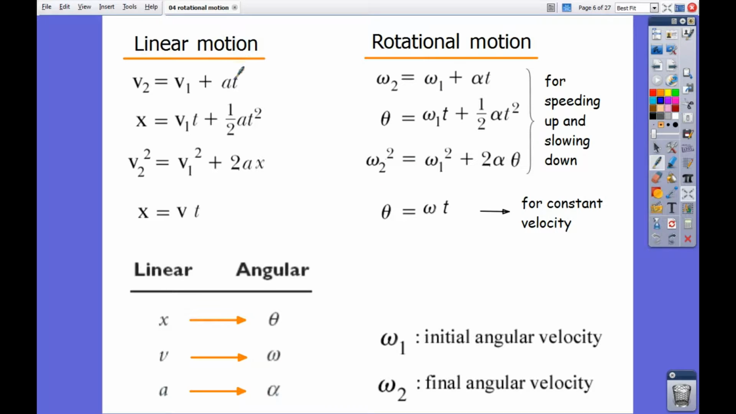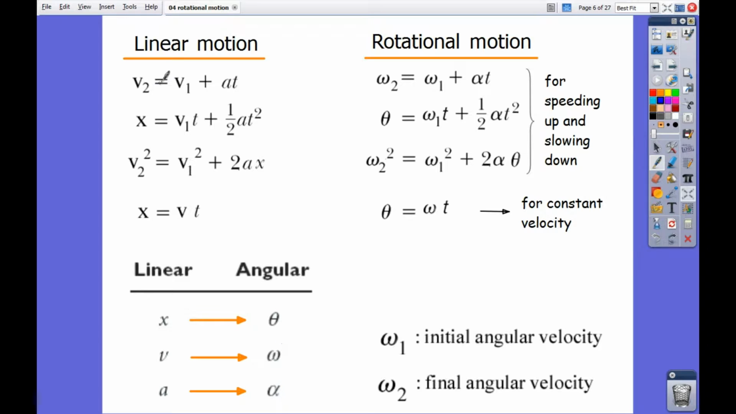In linear motion, we know some quantities: final velocity, initial velocity, acceleration, time, and displacement. In linear motion, we have x, displacement. In angular motion, we have theta, or angular displacement. In linear motion, we have velocity, while in angular motion, we have angular velocity. And the last one, acceleration, a, in linear motion, is analogous to angular acceleration, alpha, in angular motion.